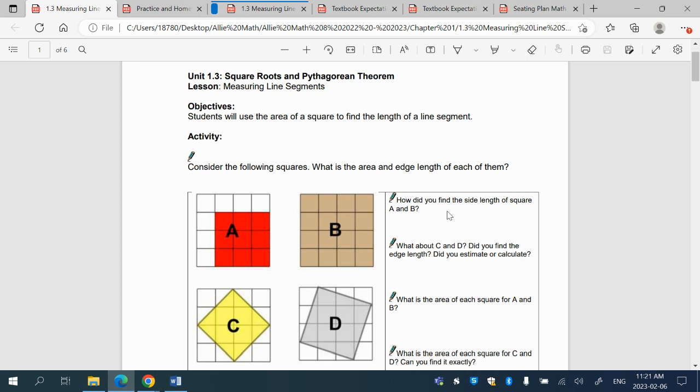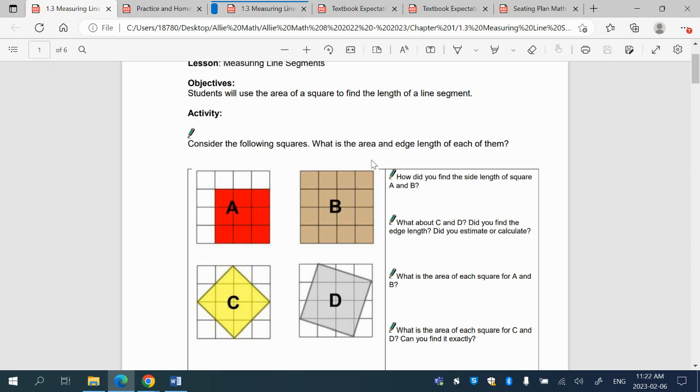Hi folks, here we are, 1.3 square roots and Pythagorean theorem. What we're doing in this lesson is measuring line segments. This one is kind of cool, but once we finally get to the Pythagorean theorem, which is one of the main things we do in Math 8, and certainly the main thing we're going to do in this chapter, this method will be a little less relevant, but I still think it's kind of cool and something I need to cover. So here we go.